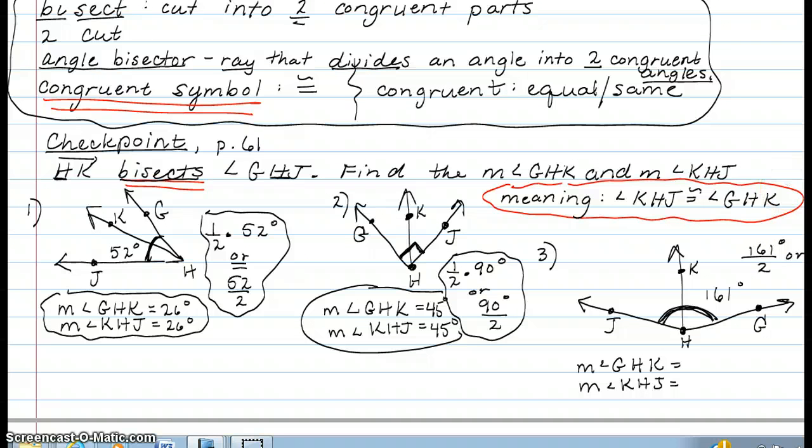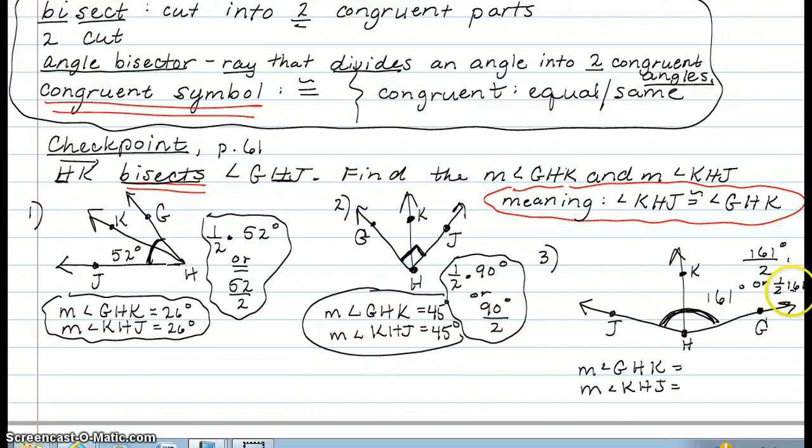Okay, so if you take half of 160, that's 80. And then if you take half of 1, that's 0.5. So each of those angles are going to be 80.5 degrees. I'm going to tidy that up a little bit more.